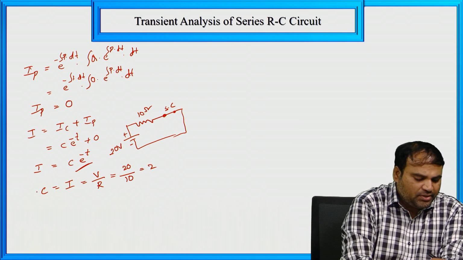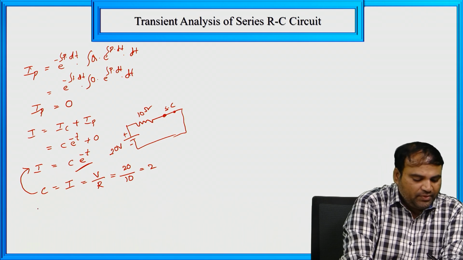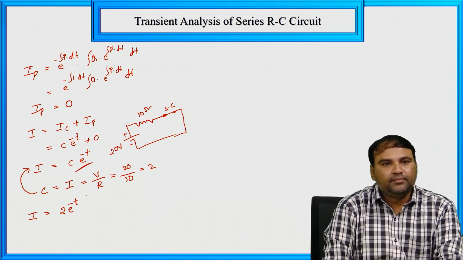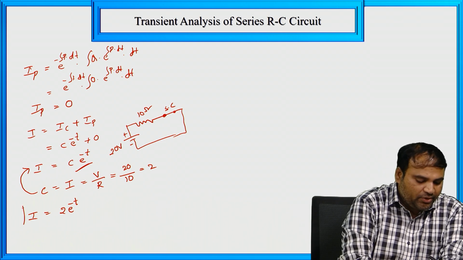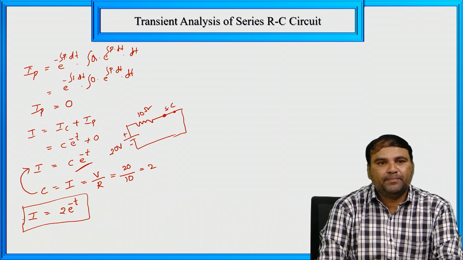Now substitute this C value in this equation. So we get I equal to 2 into e power minus t. The total current response of the given circuit is I equal to 2 into e to the power of minus t.